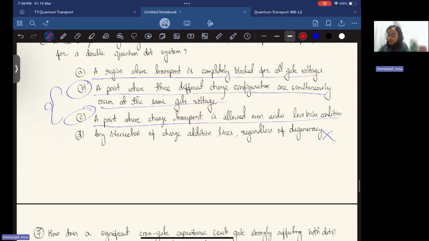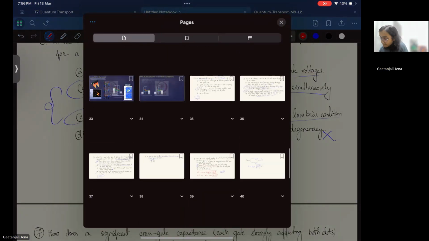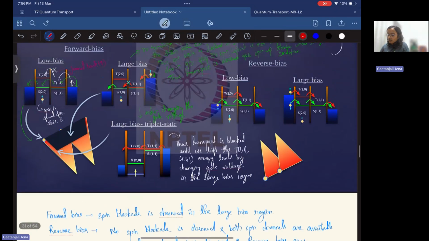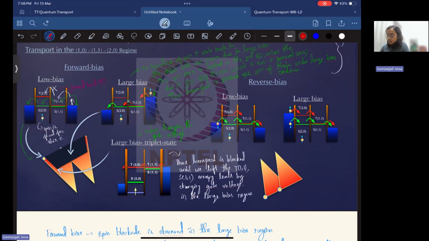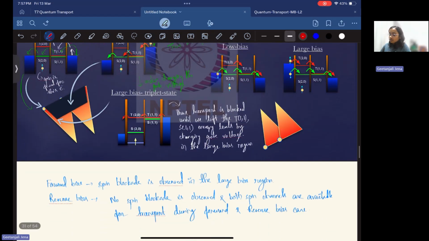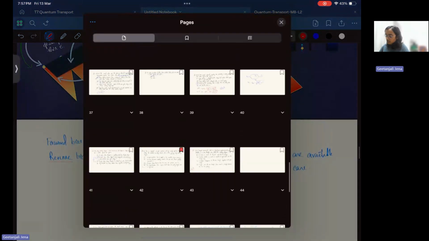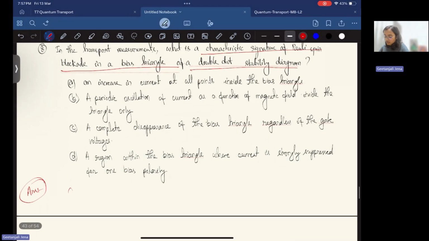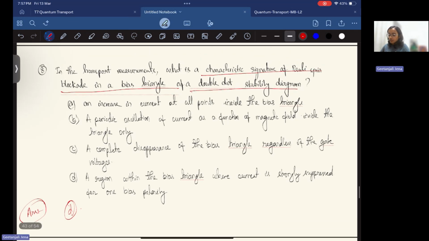if I just show the plots, this one. So for the bias triangle, you can see a black region where one of the spins is not allowed to tunnel to the other side of this circuit because it's not energetically favorable. So that means the answer is option D.